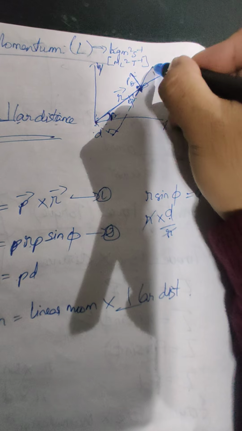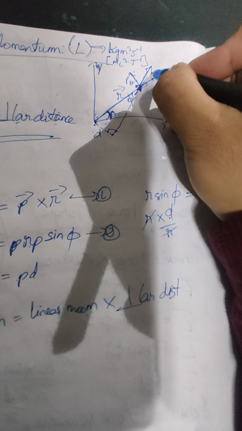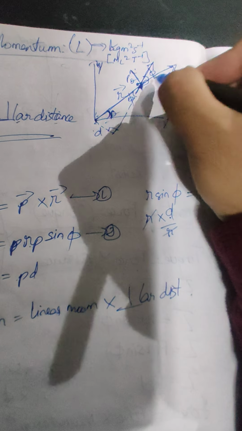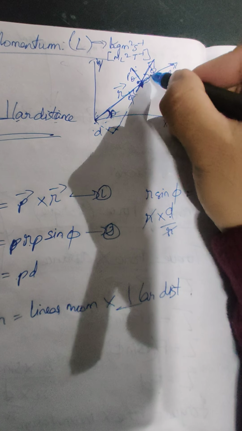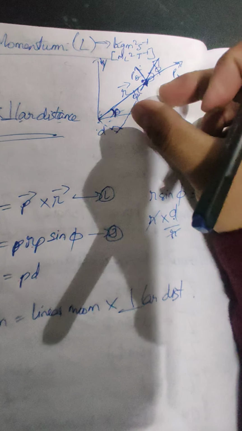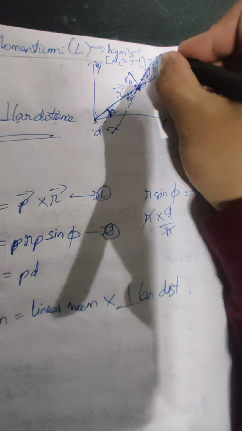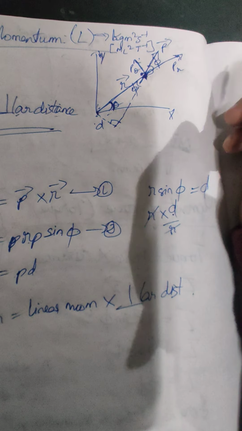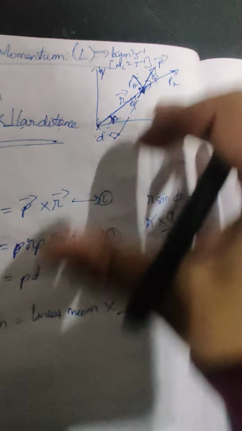So if I draw straight again like this, this will still be phi. So they are vertically opposite angles. So let this be P, they are vertically opposite angles, so it will still be phi. So this is exactly the same.